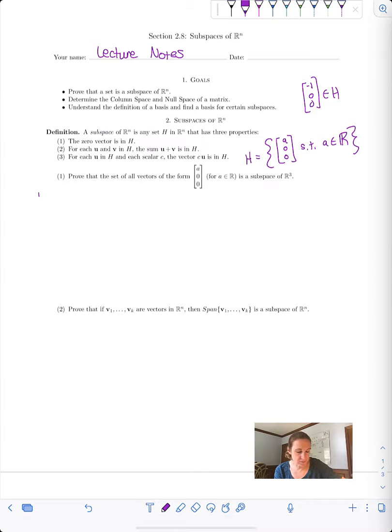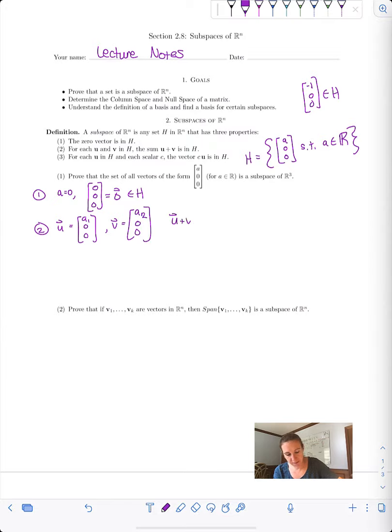Okay, so first we need to show that the zero vector is in there. Well, if a equals 0, then we get (0, 0, 0), which is the zero vector, and that's in H. The second bit that we need to prove is if we have two different vectors, let's call them u and v. So here's u, we'll give it a1, and v, we'll let the first entry be a2. Then we want to look at what happens when we add them together.